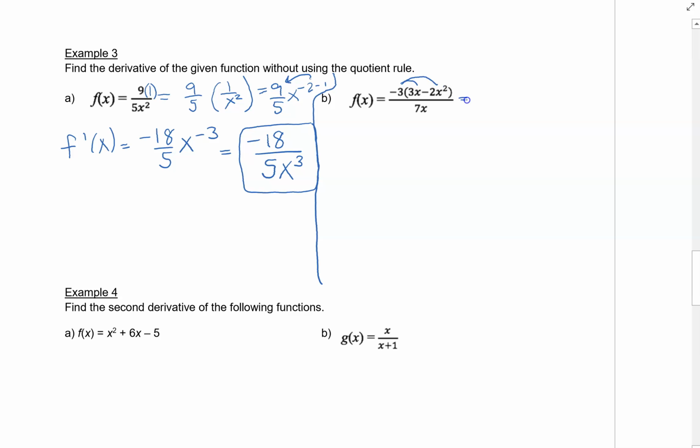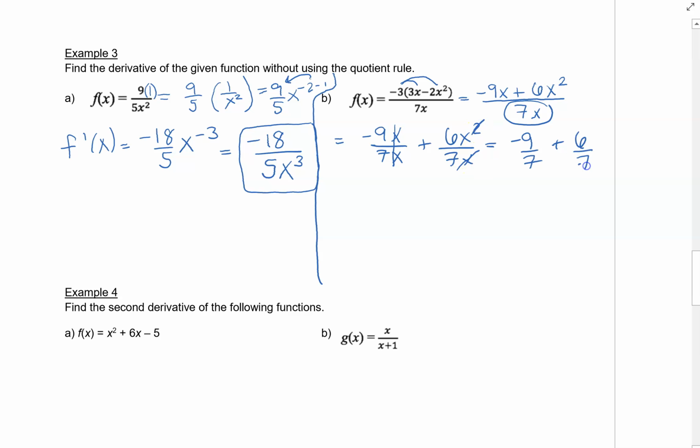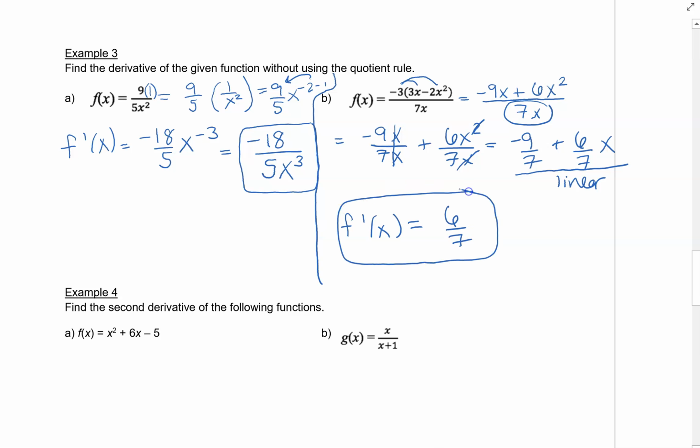You would need to distribute the negative 3 at first, and you get negative 9x plus 6x squared. But because they have a common denominator, right, a single denominator, you could just divide both of them by that denominator separately. And in this part, the x's cancel out completely. So you have negative 9 over 7. And then in the second part, they don't cancel out completely, but the denominator does. So you can just think of that as 6/7 times x. And then this is actually a linear function, right? The derivative of a linear function is just the slope. So the derivative is just 6/7. So it's just things like that. If you can recognize right away that you can simplify the expression to where you don't need to use a quotient rule, I would advise doing that.